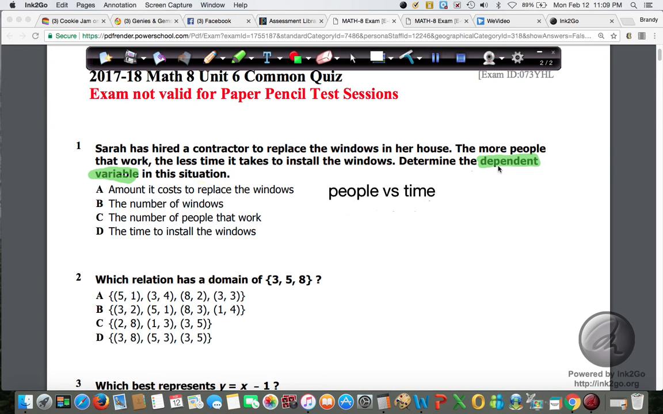Dependent is what she cannot control. So if she hires more people, will it take more time, less time? Or can she control the amount of time and then the people just happen? What makes more sense? So think about it. You want the dependent one. These are the two that you can choose between. So pause the video. On your paper, write which one it is.